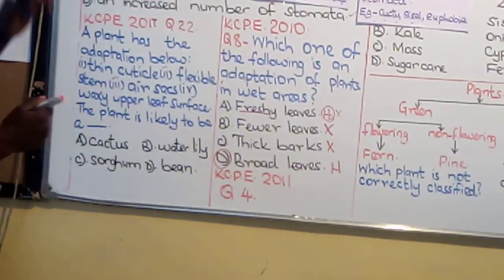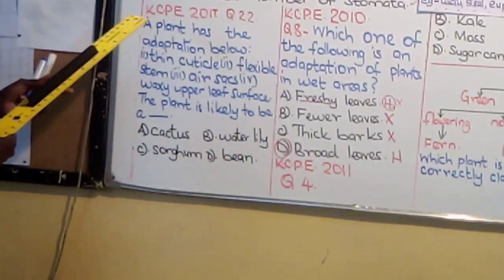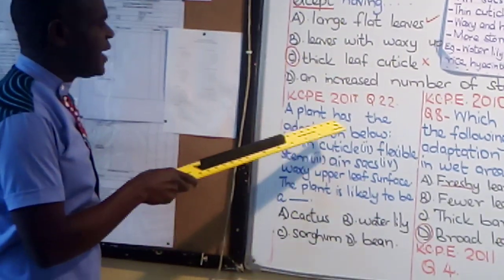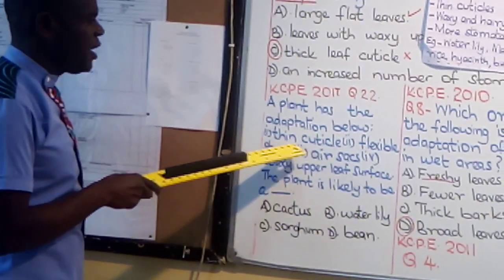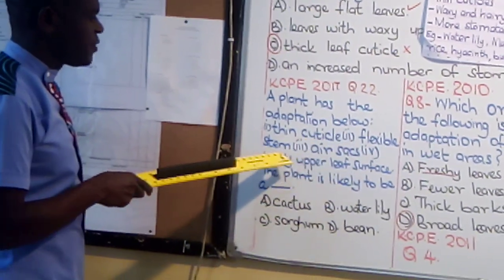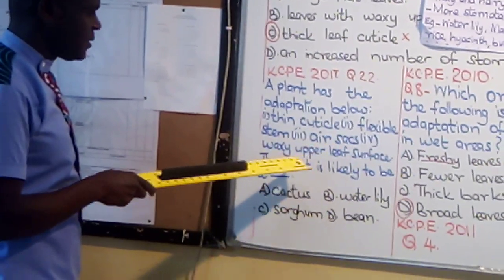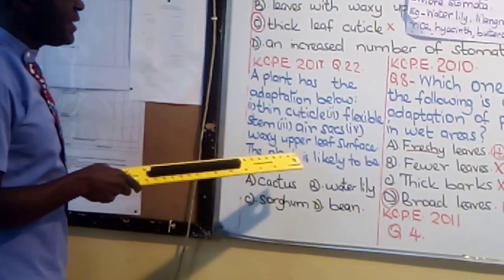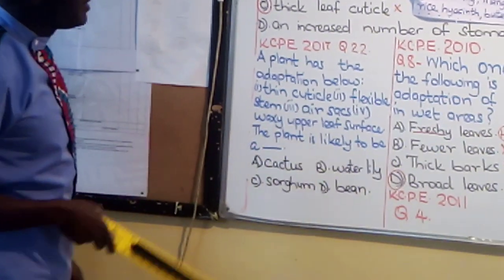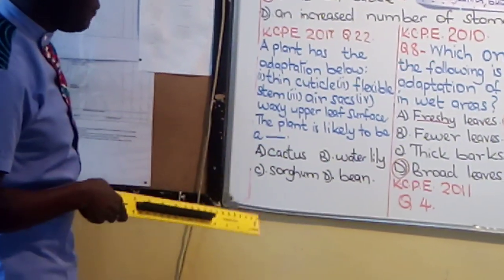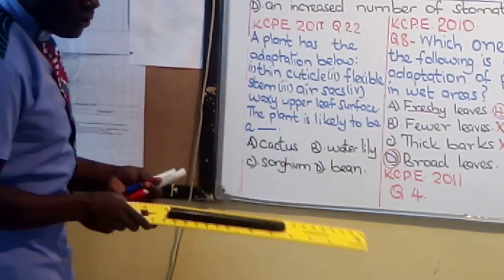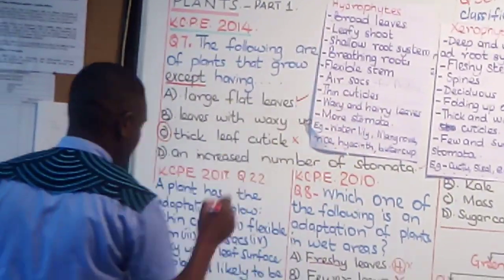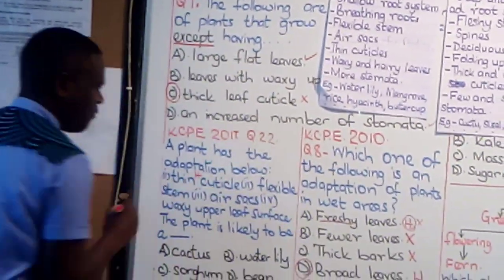That's the answer. Let's come to question number 22 of KCPE 2017. A plant has the adaptation below: thin cuticle, flexible stem, air sacs, waxy upper leaf surface. The plant is likely to be a dash. Now let's look at these characteristics given here. Thin cuticle, boys and girls. Where do we find the thin cuticle? It is here among the hydrophytes. So thin cuticle is a hydrophyte.